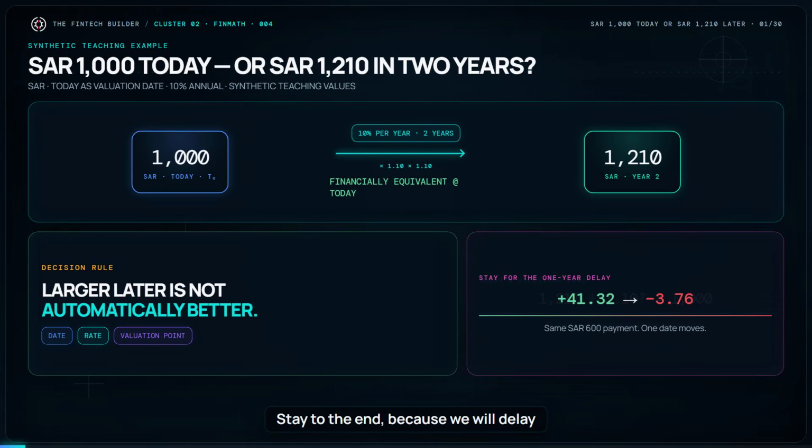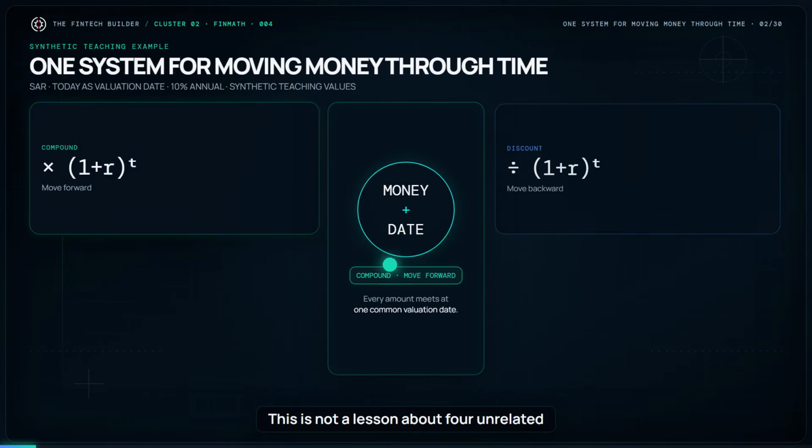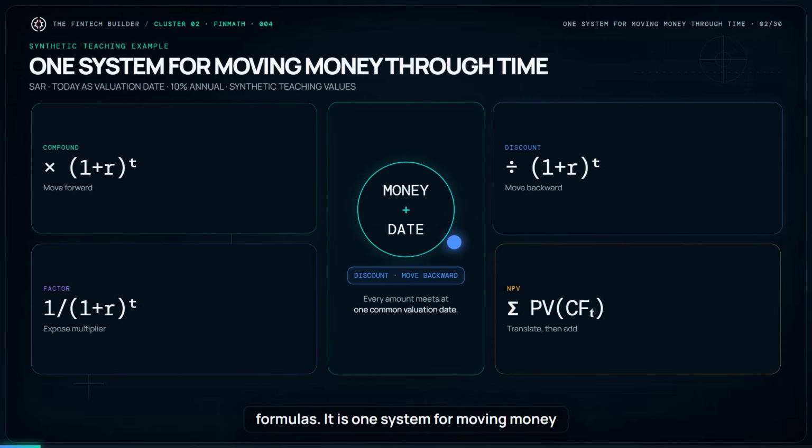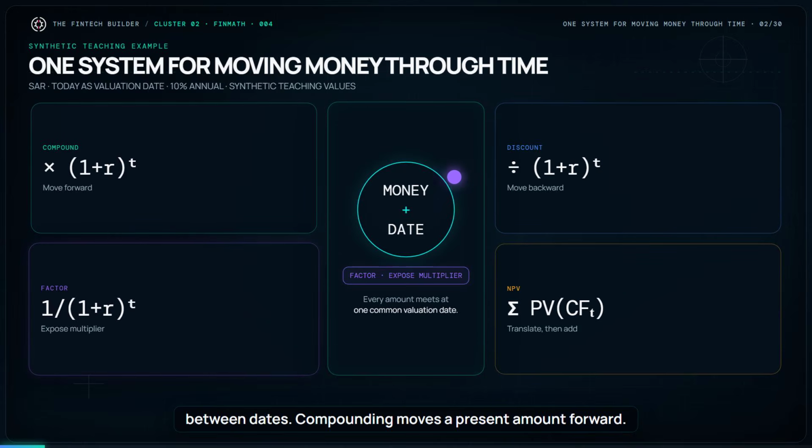Stay to the end because we will delay one payment by only 1 year and turn a positive project value into a negative one without changing the payment amount. This is not a lesson about four unrelated formulas. It is one system for moving money between dates. Compounding moves a present amount forward, discounting moves a future amount backward.